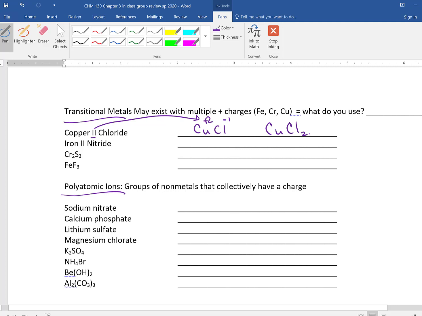The charge on the metal tells you the number of the nonmetals. The charge on the nonmetal tells you the number of metals. So iron 2 nitride. Iron is Fe, nitrogen is N. And it's iron 2, so you know because it's a Roman numeral 2, that is a charge of +2. Now find the nitrogen. What's its charge? -3. It's in group 5. 5 minus 8 tells you that it would have to gain 3 electrons in order to be stable.